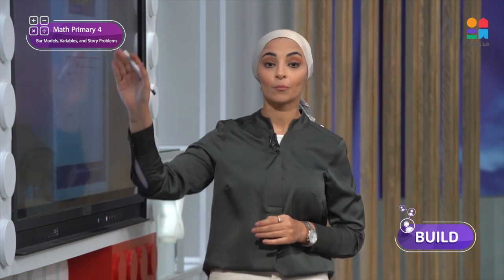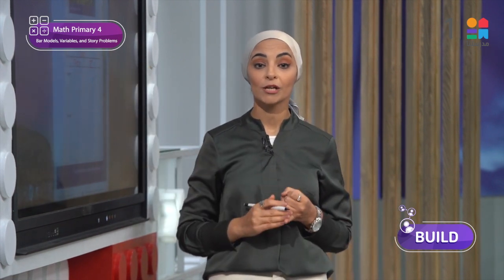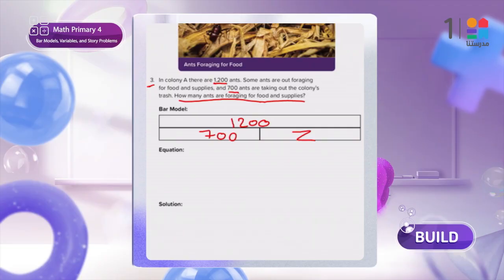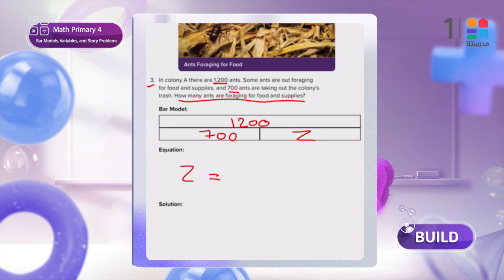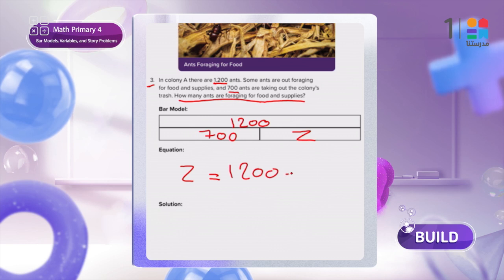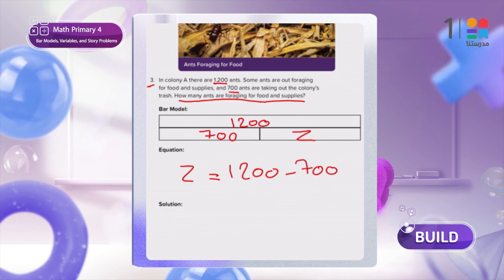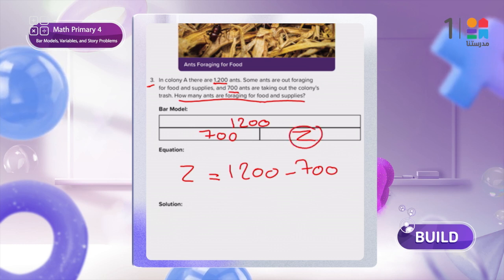After we write in the bar model, what will I write? I will write an equation for this problem. Let's see how I will write the equation. Yes, my equation: Z equals the whole number, the biggest number, 1200 minus what? Minus 700. This is my equation. Why? Because I want to find Z. So Z equals 1200, the whole number, minus the part, which is 700. Now can you solve it?